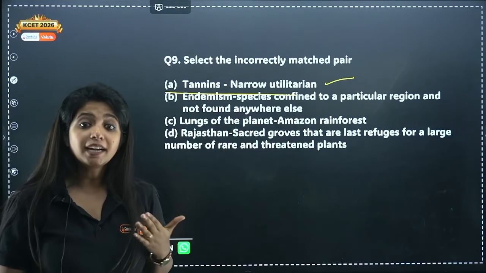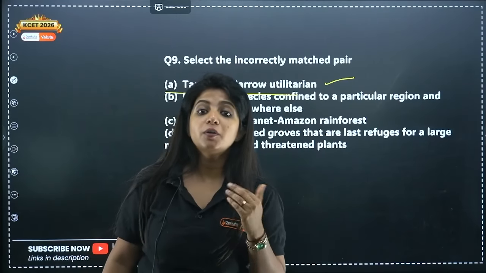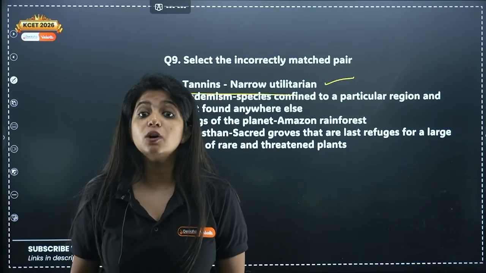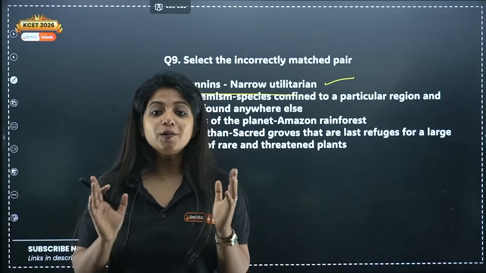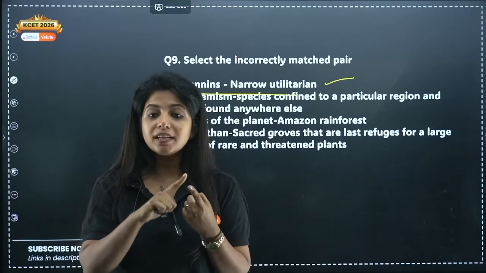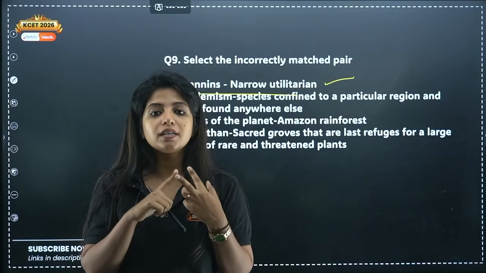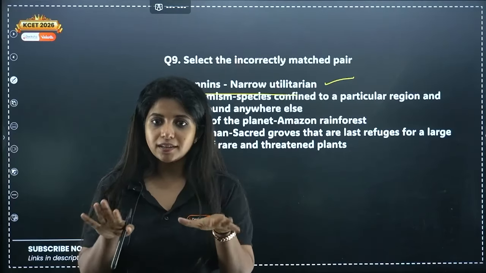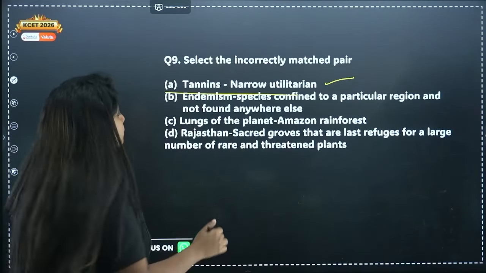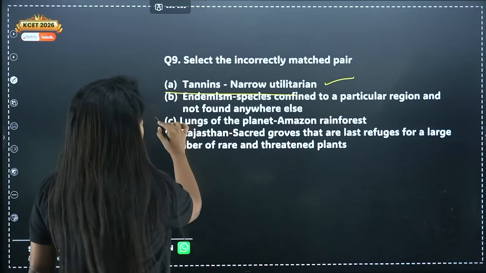What do you call them? Endemic species. Wherever these species are found in more amount, you call them biodiversity hotspots. And there are 34 hotspots in the whole world. Out of that, 3 of them are in India. One is your Western Ghats, one is Indo-Burma, and the other one is Himalayas. So 3 of them in India out of 34 in the whole world. Now, lungs of the planet is Amazon rainforest.